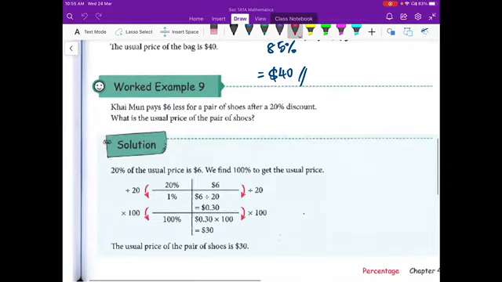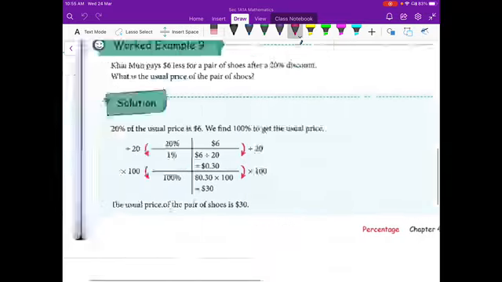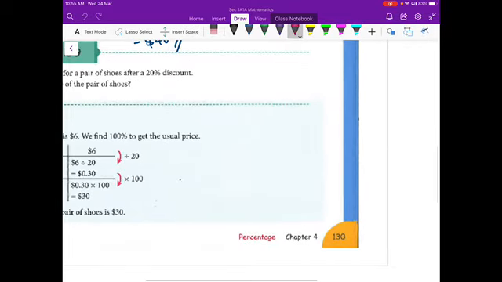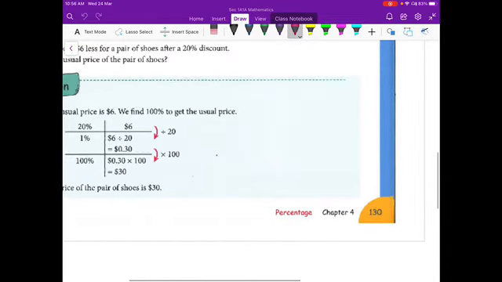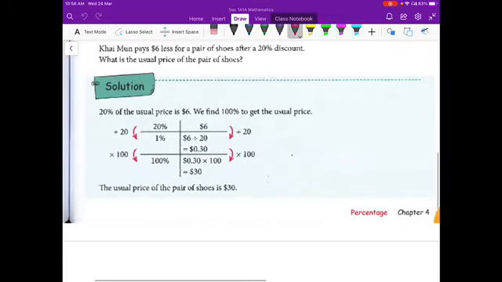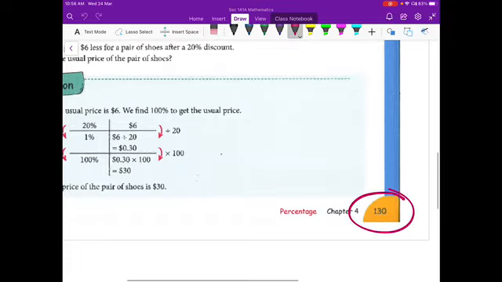Okay? Now I want all of you to take out your textbook. Textbook, page 130. That's where we stopped the last time. Textbook 130. Okay, you can sit down now. Textbook, page 130. We talked about discount the last time.